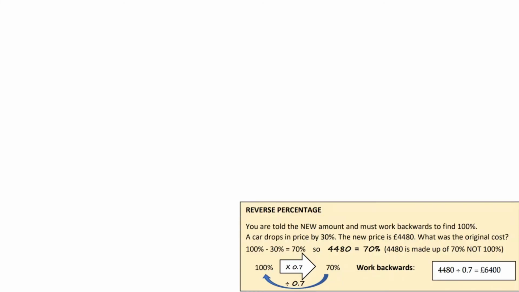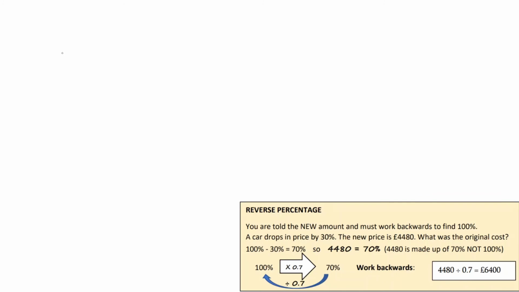So there's only one type of percentage left actually, and that's this reverse percentage here. So the thing about reverse percentage is if you're confident with your inverse functions, your inverse operations, then this isn't too difficult because you already know how to find a percent. So to reverse that percentage, you'll just do the opposite sum. So it says here a car drops in price by 30%. The new price is 4,480. What was the original cost?